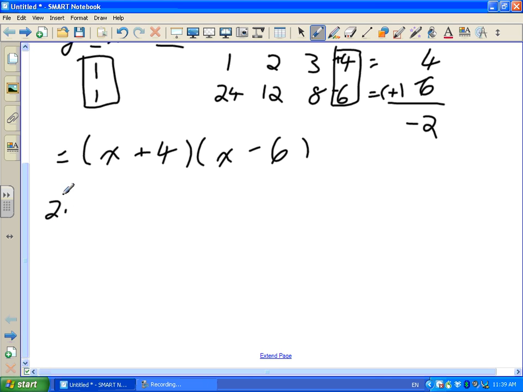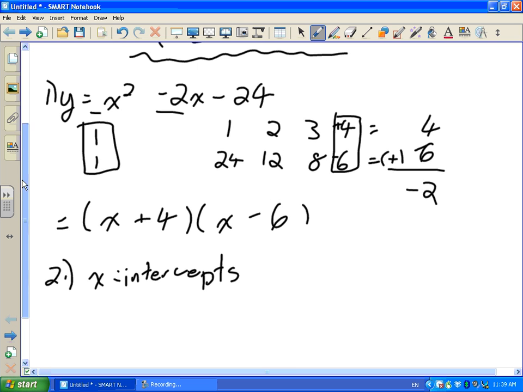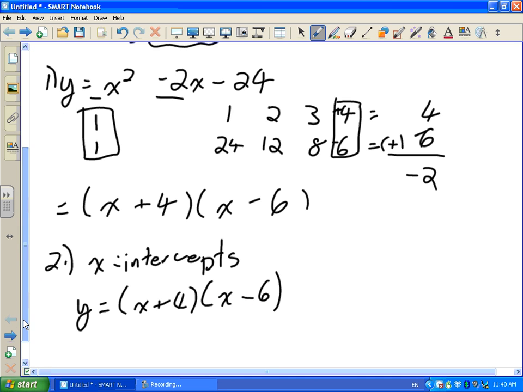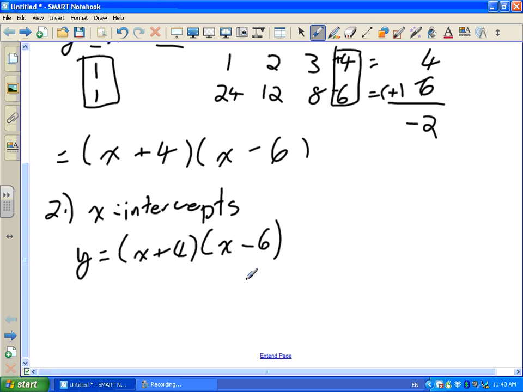Question 2, X-intercepts. It's called the zeros on your quiz. I gave you the hint that those are called X-intercepts. You should know the definitions to both of those. So, X-intercepts. In order to find the X-intercept, let's go back up. Remember, this equation said Y equals, and now it's in factored form. X plus 4, X minus 6. To find the X-intercepts, what do I set equal to 0? Y. Y equal to 0, and then I solve for X to find the X-intercept.